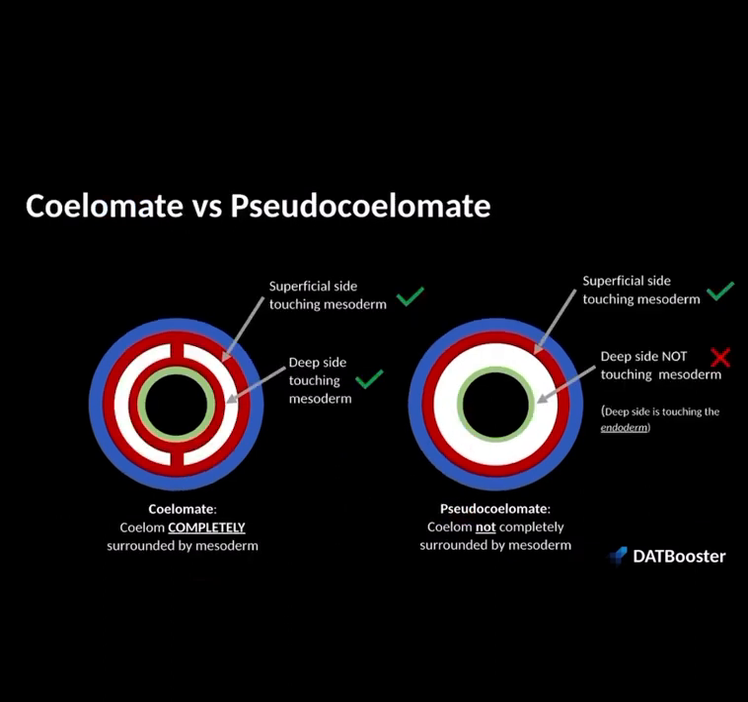Here's just another diagram to show the difference between a coelomate and pseudocoelomate. Now remember, an acoelomate does not have a coelom, so we don't have to worry about the body cavity. Now a coelomate, or eucoelomate, has both sides, both the superficial side and that deep side touching the mesoderm, whereas the pseudocoelomate is not completely touching or not completely surrounded by mesoderm. The deep side is touching endoderm, not mesoderm. So that's the key difference between a coelomate and a pseudocoelomate. And again, the reason we're learning this is not to just learn a fun fact, but to learn a key characteristic that distinguishes the 10 Animalia phyla.